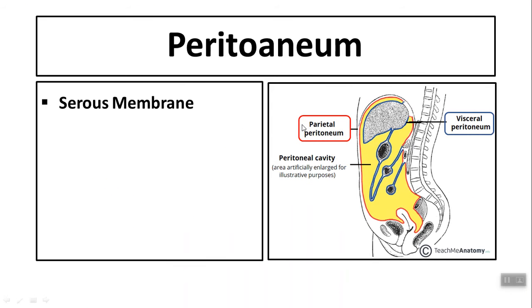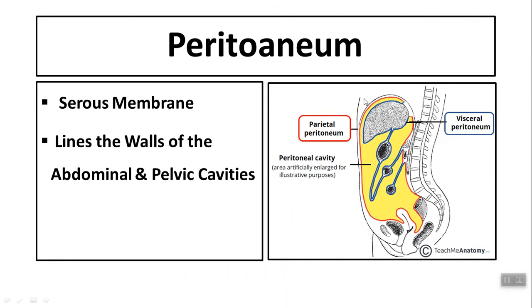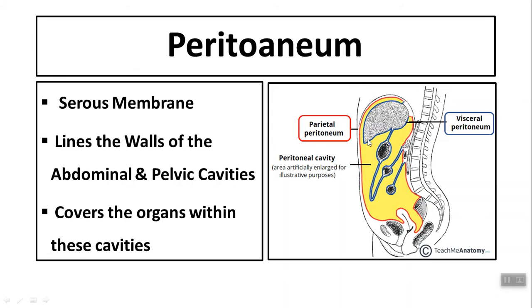The peritoneum is a serous membrane that lines the walls of the abdominal and pelvic cavities. That's appear here in red color. Lines the walls of abdominal and pelvic cavities. It also covers or clothes the abdominal organs, covers the organs within these cavities.